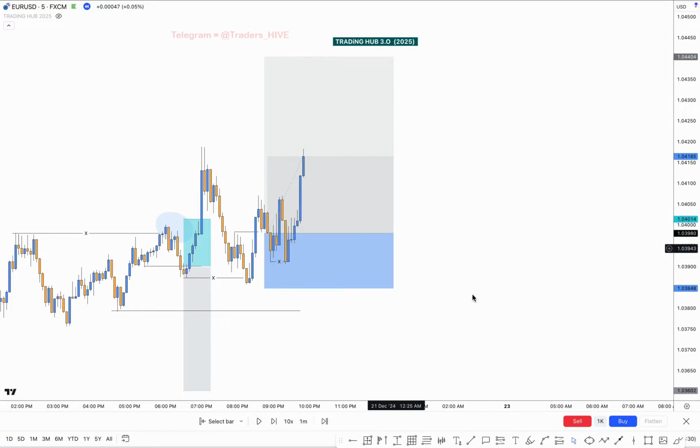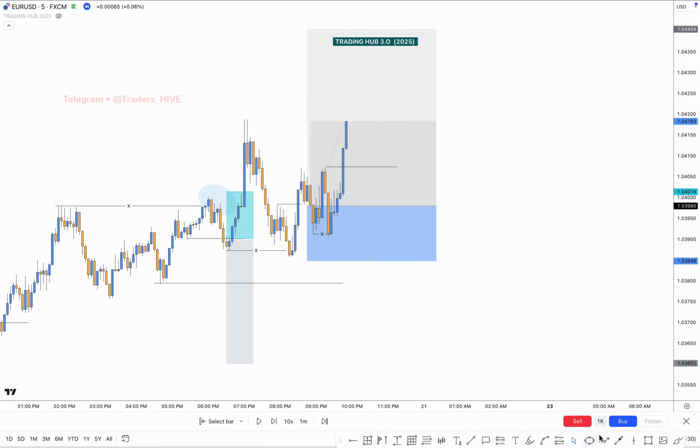Okay, finally the market closed above it, and this is our area. And why are we marking this one? Because this is the last selling move before the buy, and this is called order flow, right?